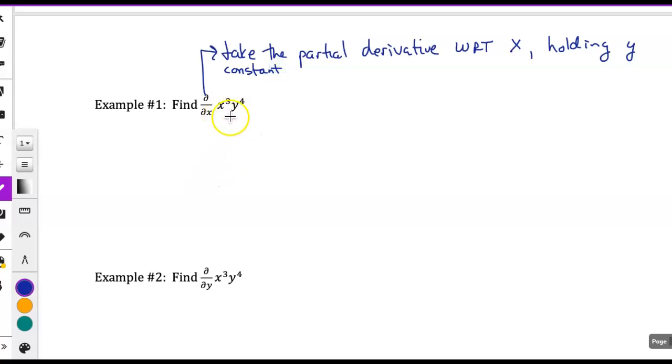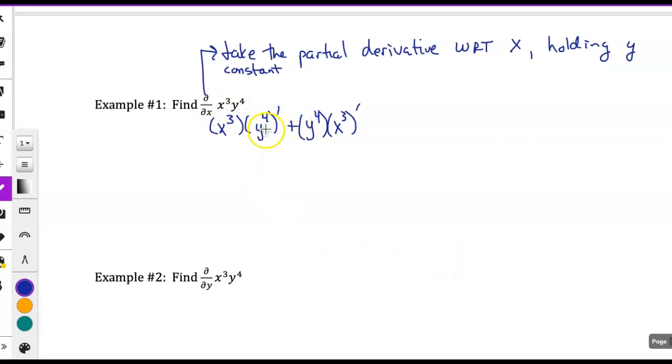Okay, so this is a product rule. That's no different. So we would copy the first times the derivative of the second plus the second times the derivative of the first. Now, I didn't take any derivatives. I just put tick marks.